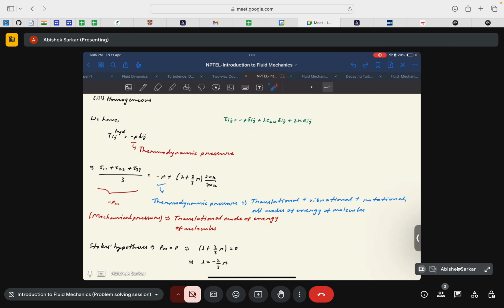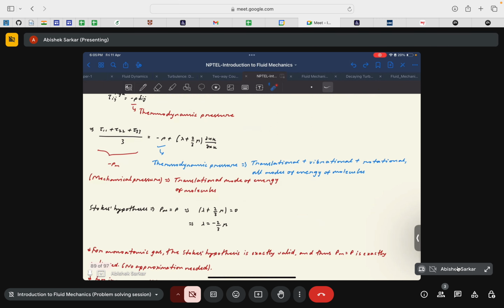But in general these two are equal. Why? Because of the validity of the Stokes hypothesis. So if in general this p and pm are equal, it will mean that this term should be 0. So if this term is to be 0, then either this should be 0 or this coefficient should be 0.